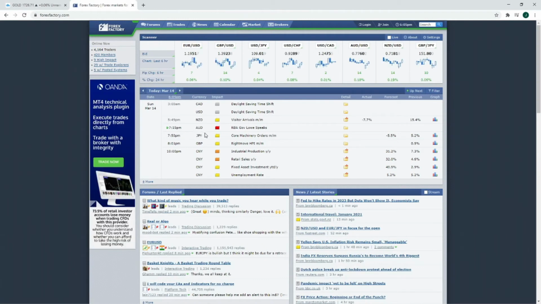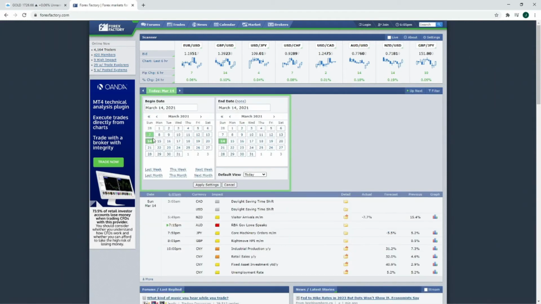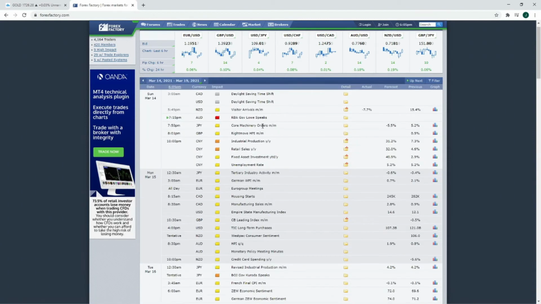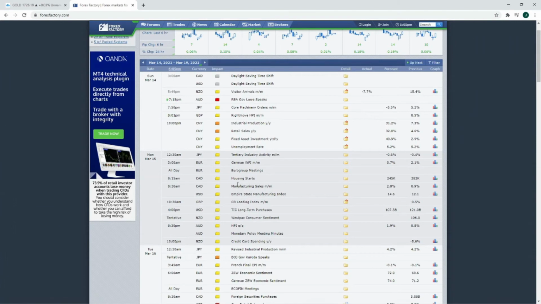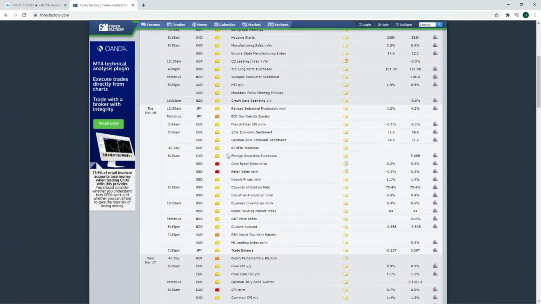So we all know today at 7:15 we had AUD news, and then let me just look for the dates. I'll look for the date and I'll show you guys. So this is all the news for this upcoming week. We know Monday we have no news. Tuesday we have these two US news.